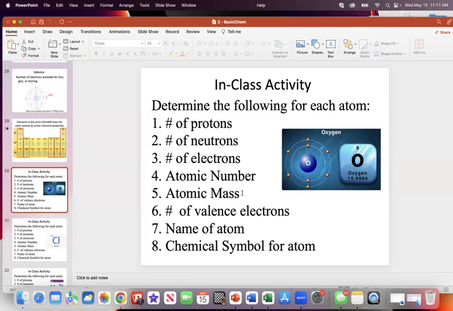Number of valence electrons: okay, we have to draw their structure. When we draw this atomic structure, the first layer has 2, and the total number of electrons is 8, so the second layer is 8 minus 2, which is 6. So the number of valence electrons will be 6. The name of this atom is oxygen, chemical symbol O. So far, so good? Okay, let's take a short break.